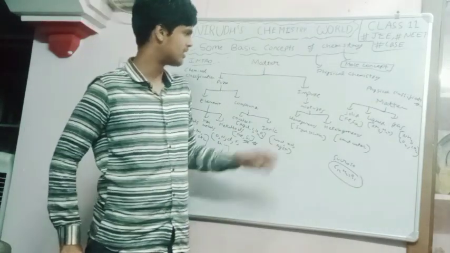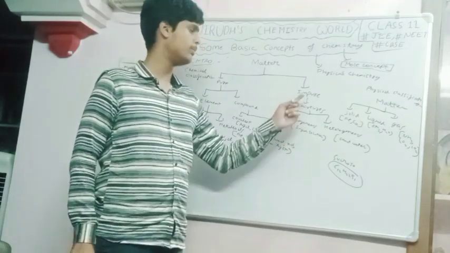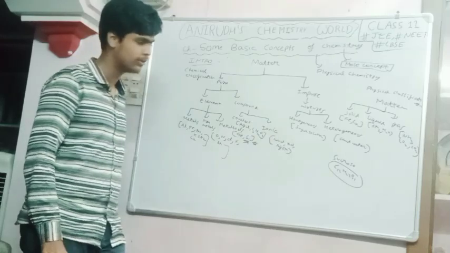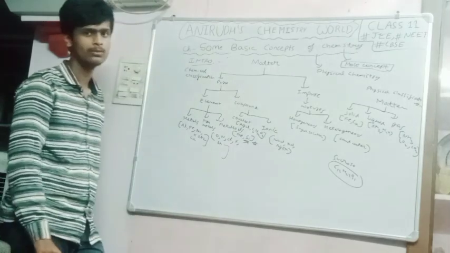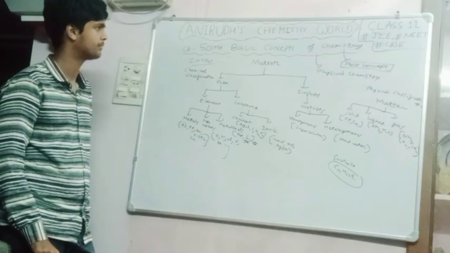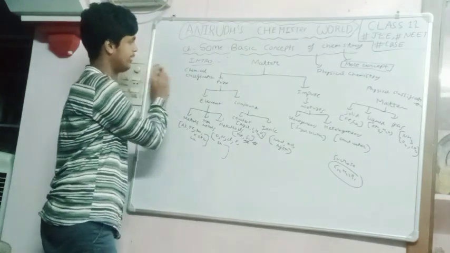These are just glimpses or summary. In impure, you will be having mixtures. Mixtures are of 2 types, homogeneous and heterogeneous. I will explain in brief, don't need to worry. Okay, copy it down or take a screenshot. Done. Next we'll go.